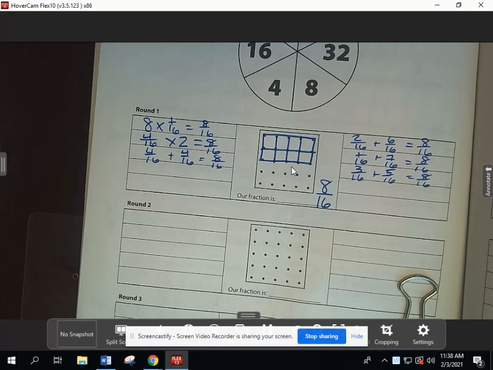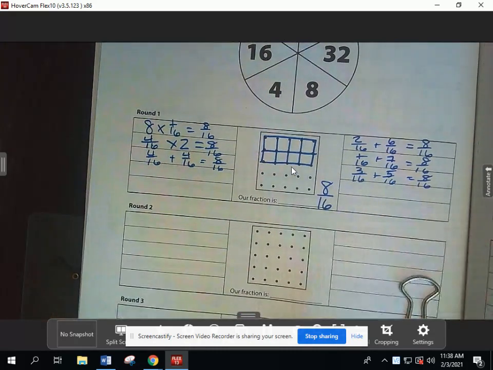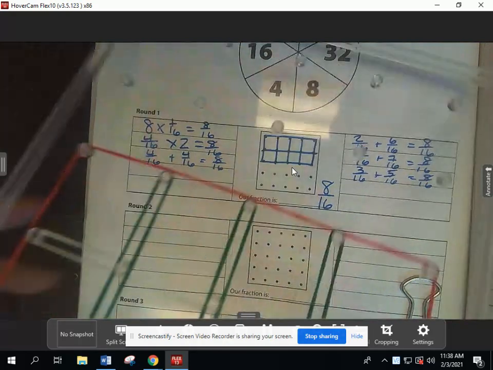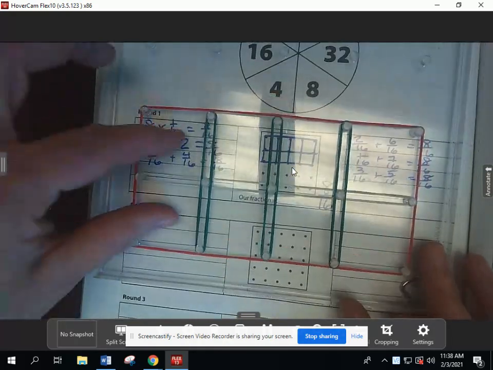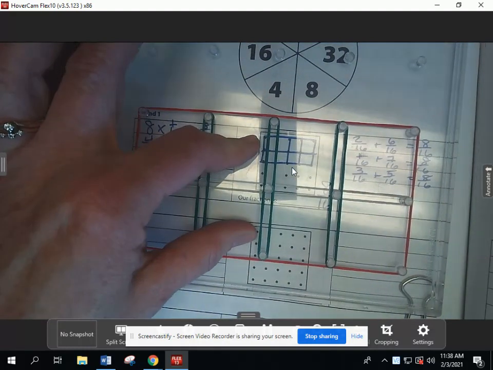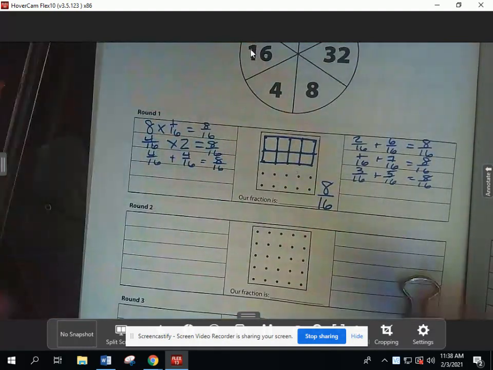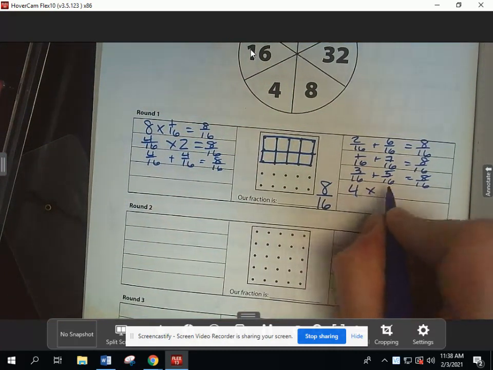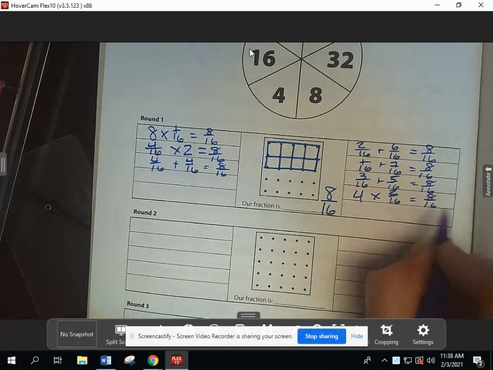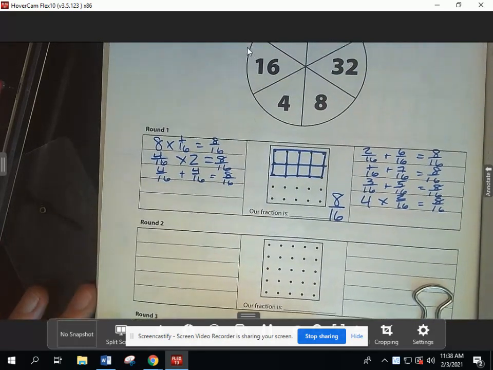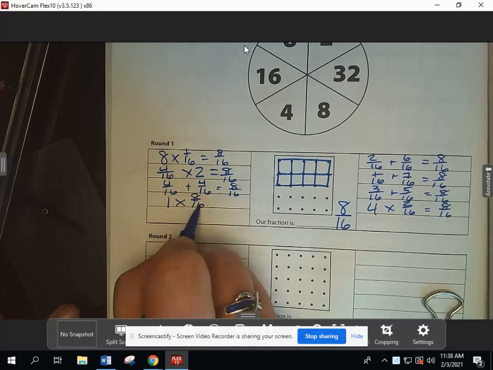4 times 2/16. Okay, so we have 4 times 2/16. 4 groups of 2/16. Here's a group. There's a group. There's a group. There's a group. It works. 4 times 2/16 equals 8/16. So now it's my turn. How about one group of 8/16?